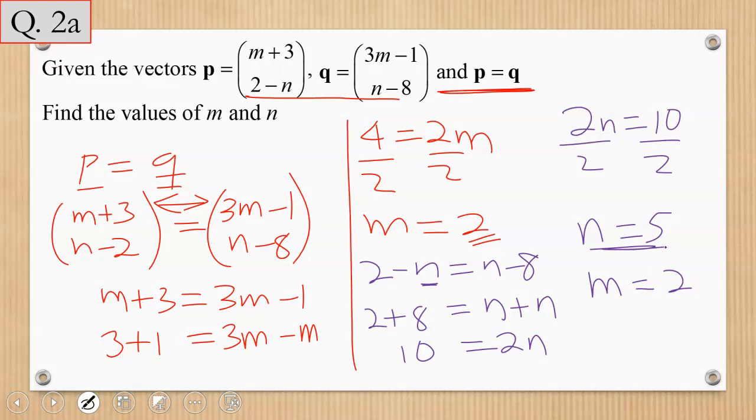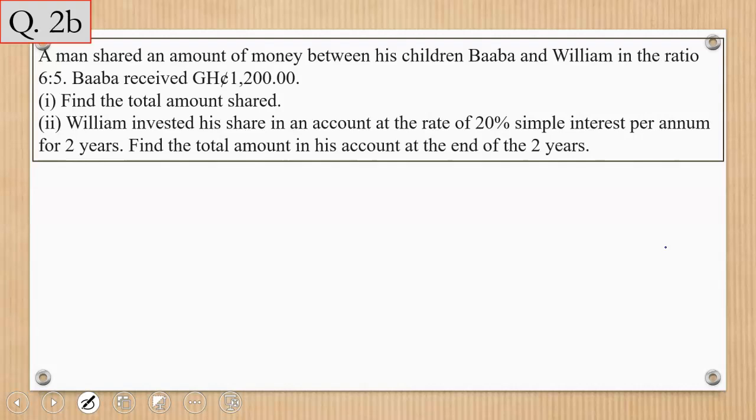That answers this question. Now let's take the second question. A man shared an amount of money between his children, Baba and William, in the ratio 6:5. One, Baba received 1,200. Find the total amount shared. Two, William invested his share in an account at the rate of 20% simple interest per annum for 2 years. We want to find the total amount in his account at the end of the 2 years.